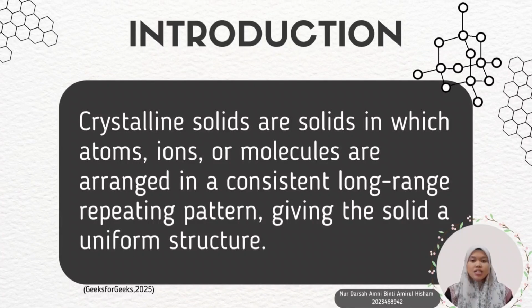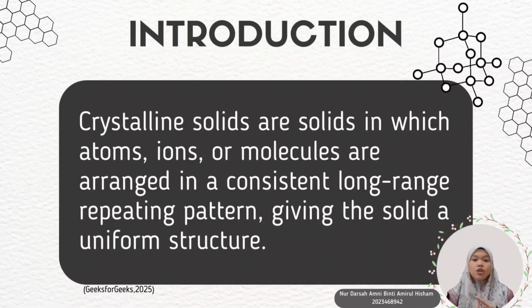Next, crystalline solids are solids in which atoms, ions, or molecules are arranged in a consistent, long-range repeating pattern to give the solid a uniform structure. Most of the solid substances are crystalline in nature. The regular arrangement of particles forms a crystal lattice, which is responsible for many physical properties such as sharp melting points, hardness, and anisotropic behavior.